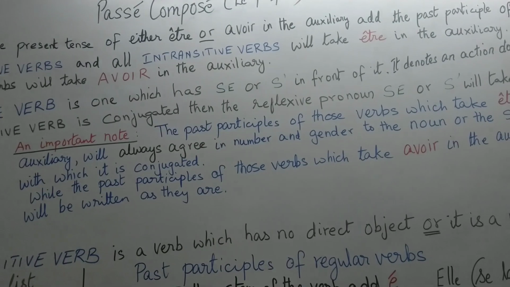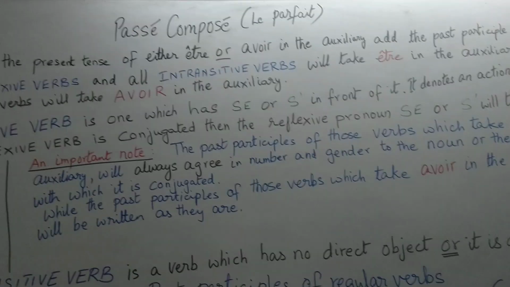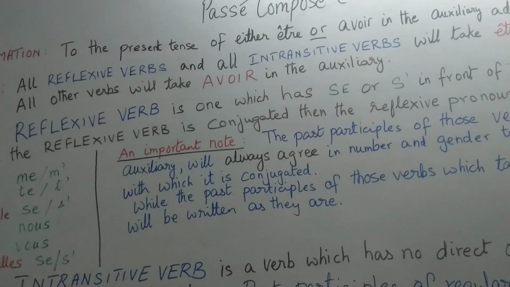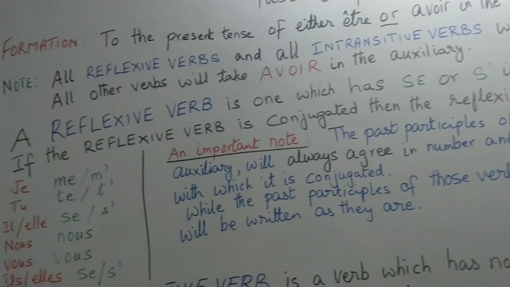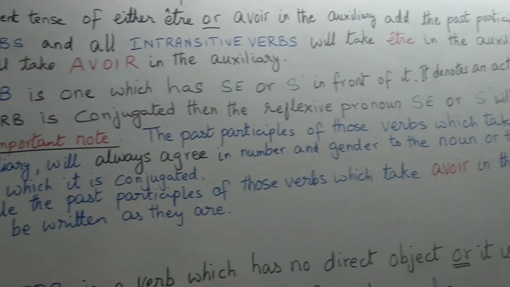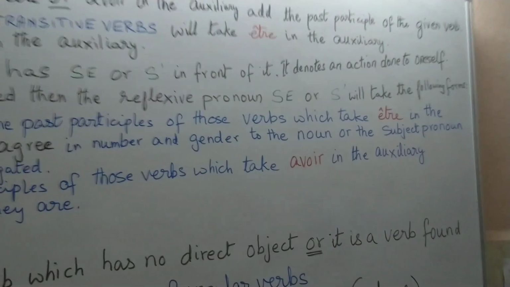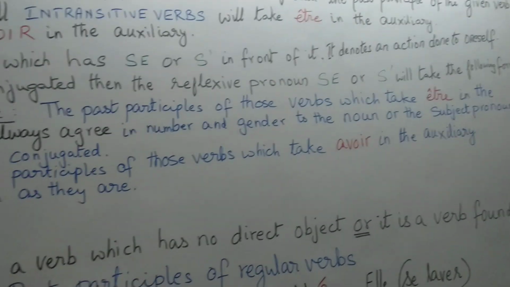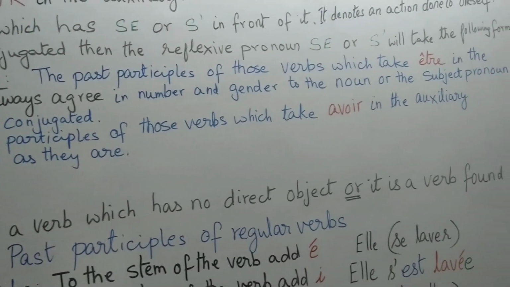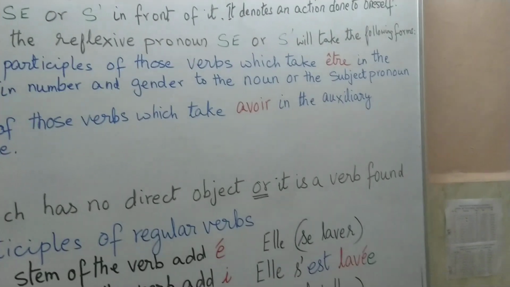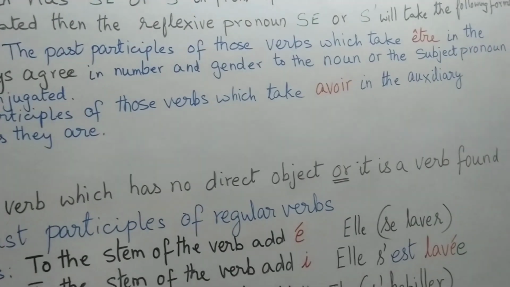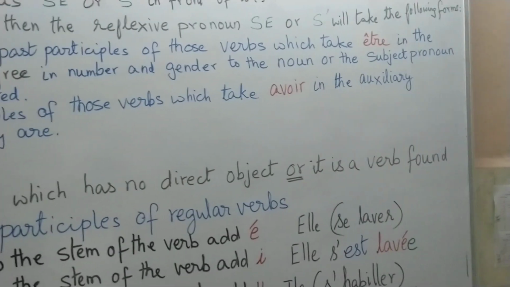In the last video, we have seen verbs which take avoir in the auxiliary. In this video, we shall concentrate on verbs which will take être in the auxiliary. Now, what type of verbs would take être in the auxiliary? All reflexive and all intransitive verbs will take être in the auxiliary. Also, we know that the past participles of those verbs which take être in the auxiliary will have to agree in number and gender to the noun or to the subject pronoun with which they are conjugated.